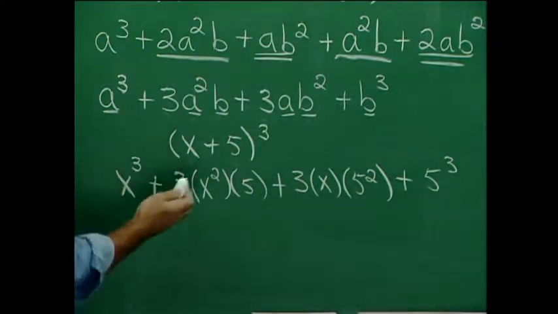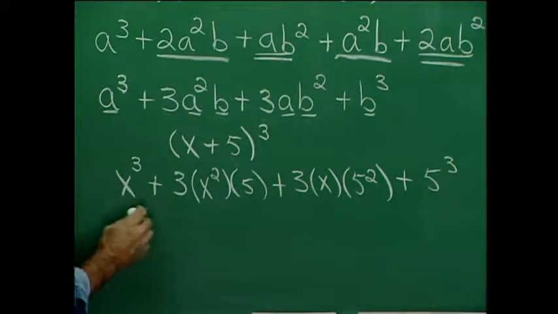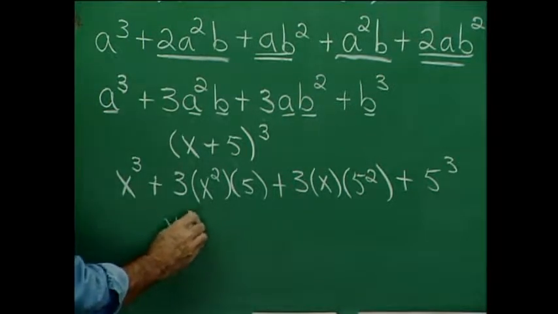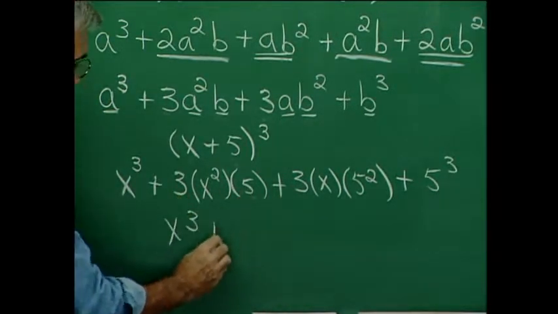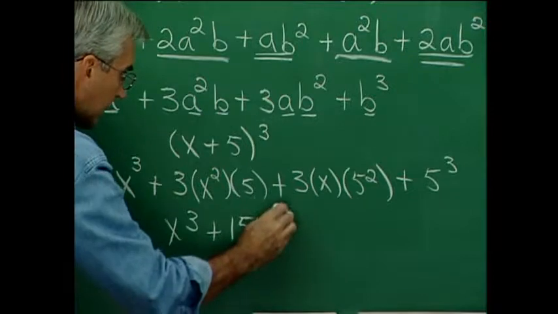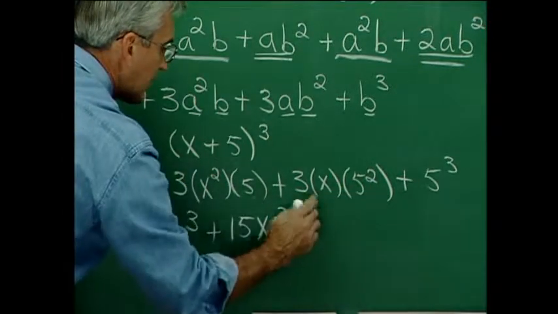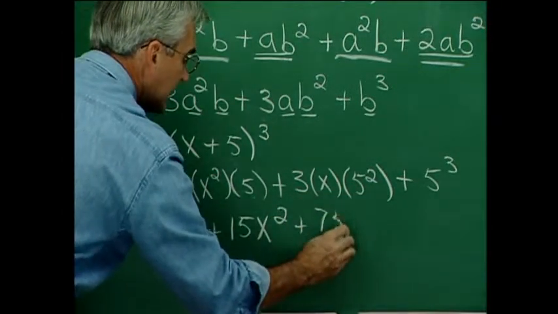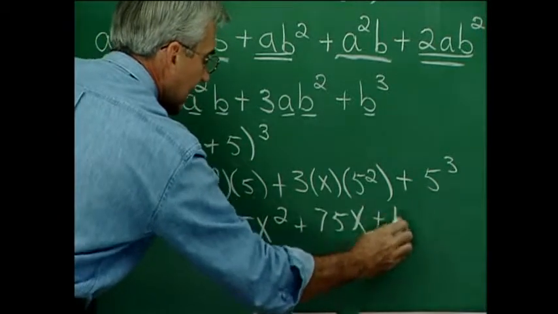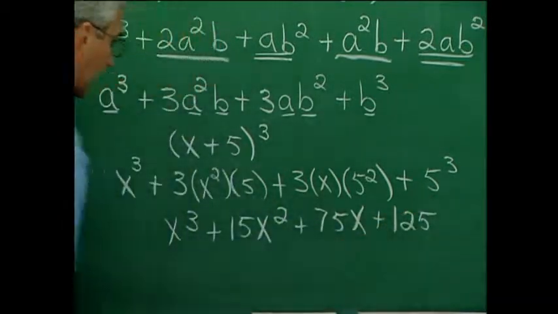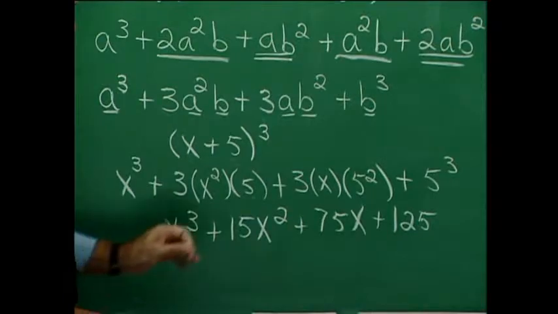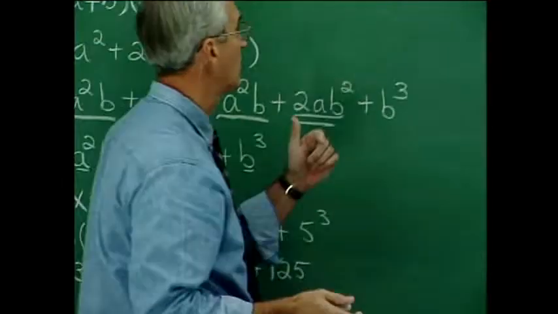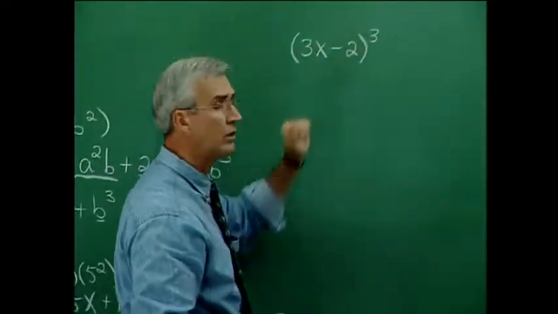So now we'll go through and evaluate just a little bit. We have x cubed, and then we have 5 times 3, that's 15x squared. And then 25 times 3, 75x. And then 125 as the final answer. Let's go through it again, and let's complicate things a little bit more. We have 3x minus 2 all cubed.